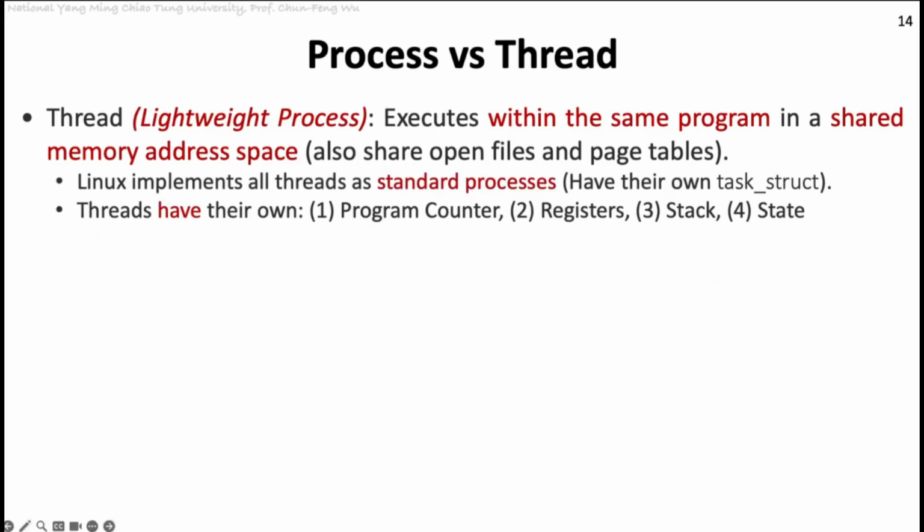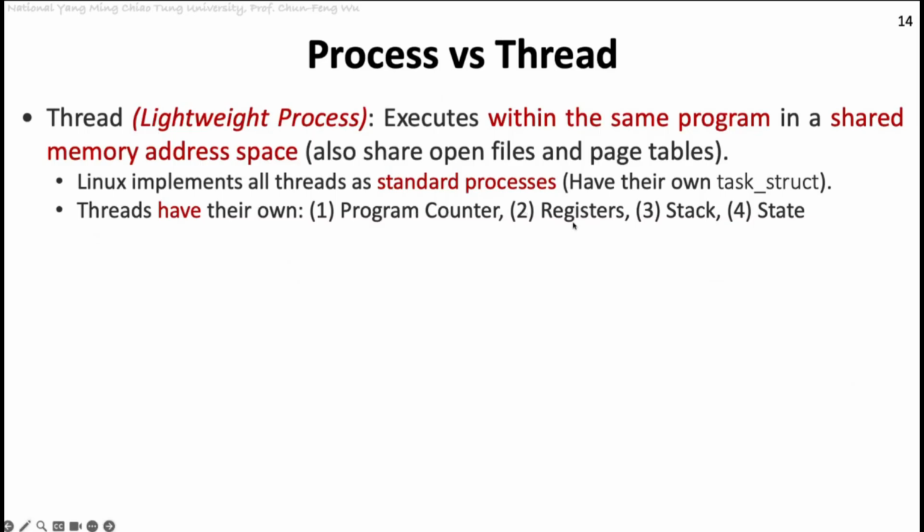This is the reason why Linux implements all threads as standard processes. So in Linux, what is a process? If it has its own task structure, that is a process. Threads don't have their own task structure; it is shared between each other. Threads have their own program counter, because when we are going to run the original code, we need a program counter to know where the next instruction is. For example, we are going to increment the program counter, right?